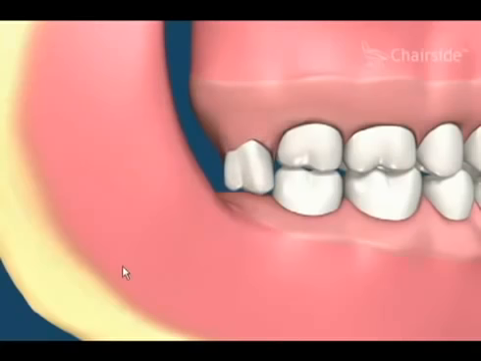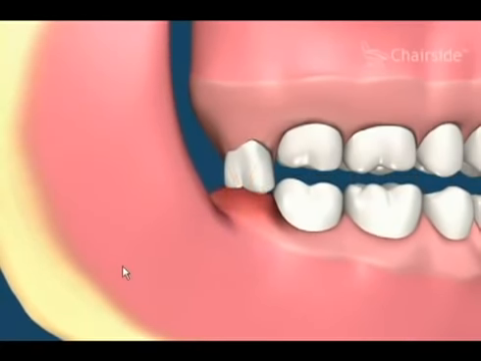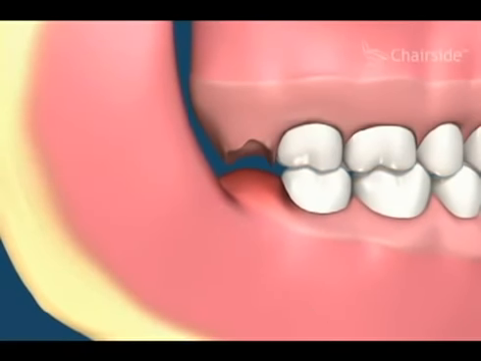It will also cause gingival inflammation due to tissue trauma. Removing it at the same time prevents this complication, and the patient has only one surgical appointment.